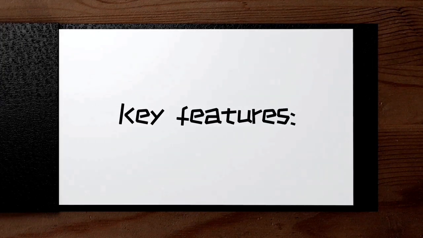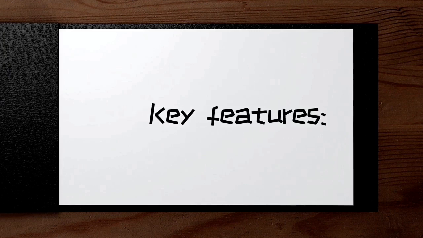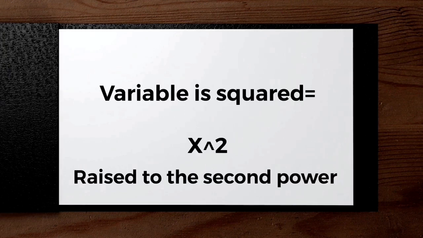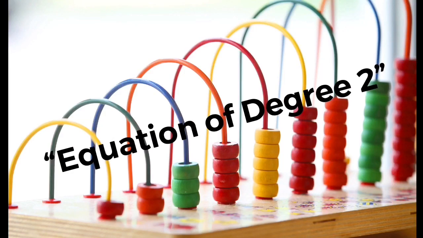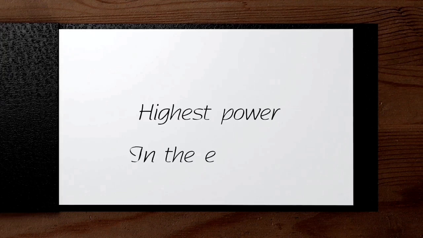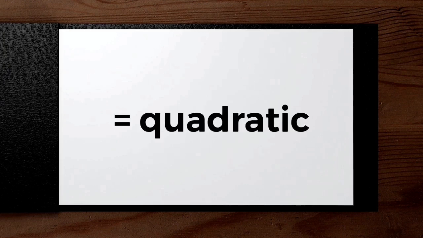Let's start out discussing what makes an equation quadratic, and some key features to help us distinguish these characteristics. For equations, we want to look at whether a variable is squared or is raised to the second power. It's also called an equation of degree 2, to help better explain it. On the topic of raising to the second power, squaring would be considered the highest power in the equation, and in that sense, it can cause an equation to be quadratic.